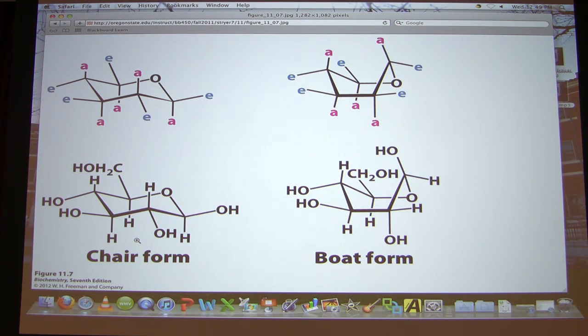Question back here? So maybe I missed it. How do you determine whether it's alpha or beta? Okay, so the alpha has the hydroxyl down as we draw it, and the beta has the hydroxyl up.